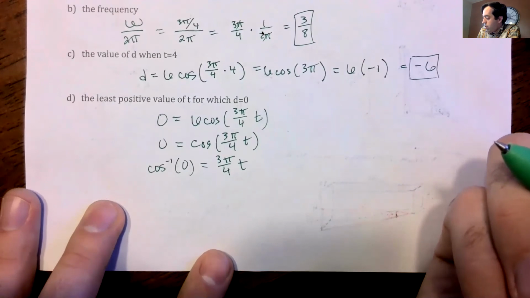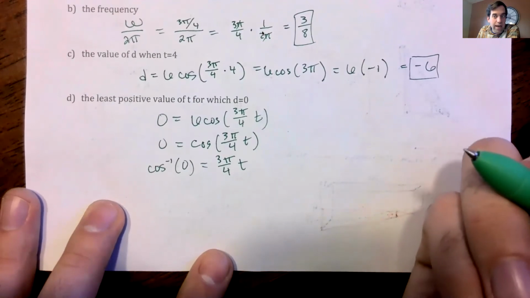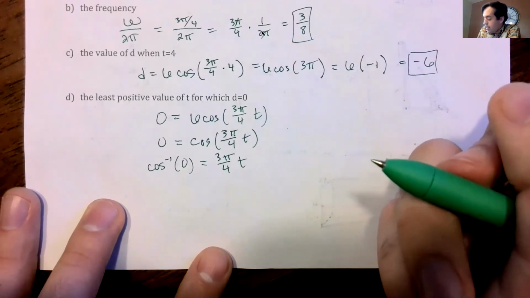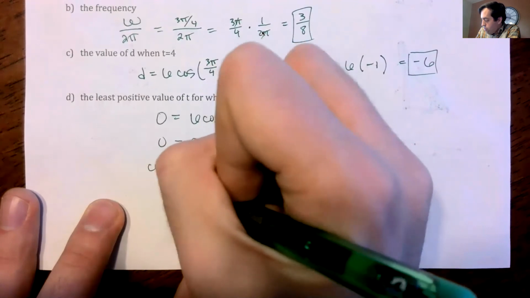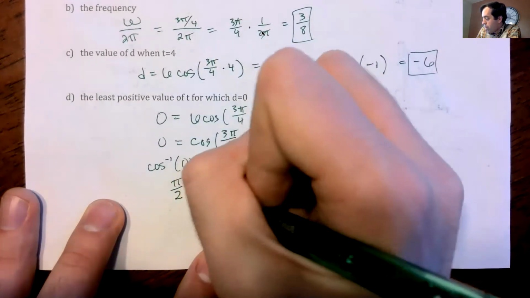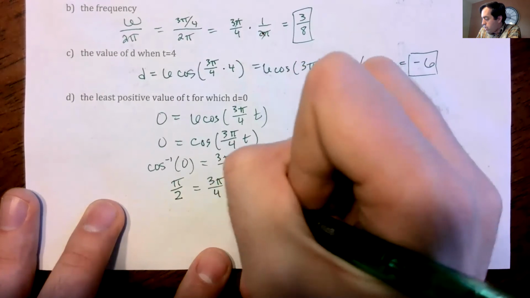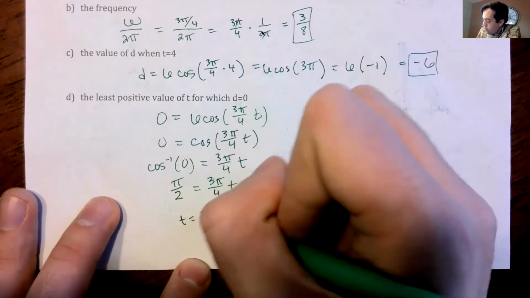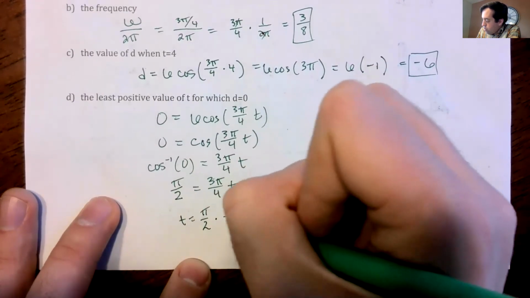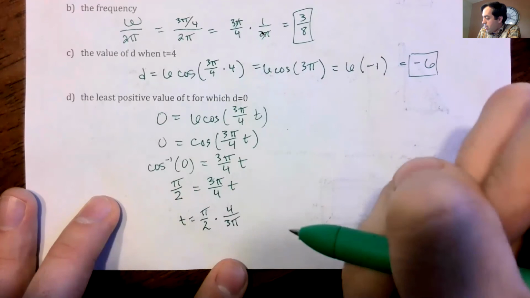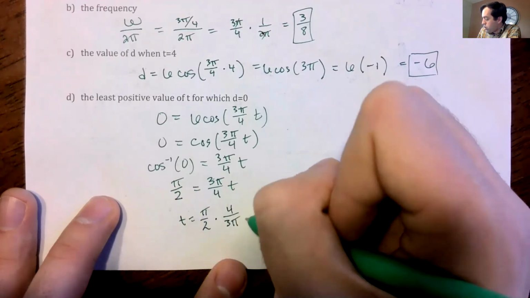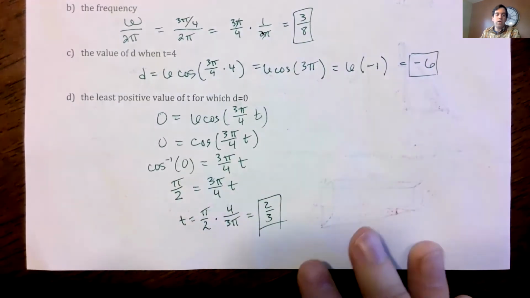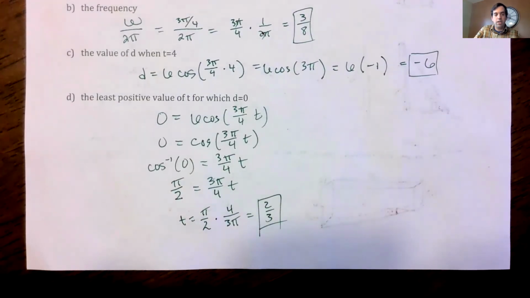And the cosine inverse of 0, if we take a look at our graphic organizer from 5.3, you will see that that gives you a value of pi over 2. So we have pi over 2 equals 3 pi over 4t. And then to solve for t, I'm going to multiply by the reciprocal. So we have pi over 2 times 4 over 3 pi. Again, the pi's cancel, so we get 4/6, which is the same as 2/3. So that's the smallest positive value of t for which d equals 0.